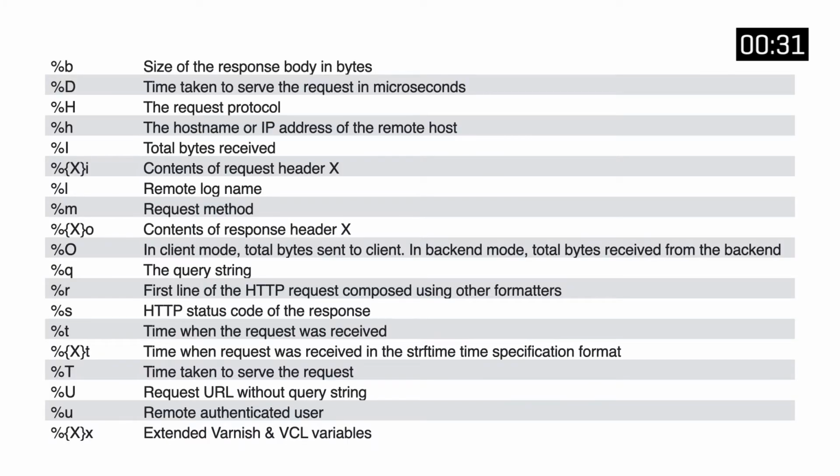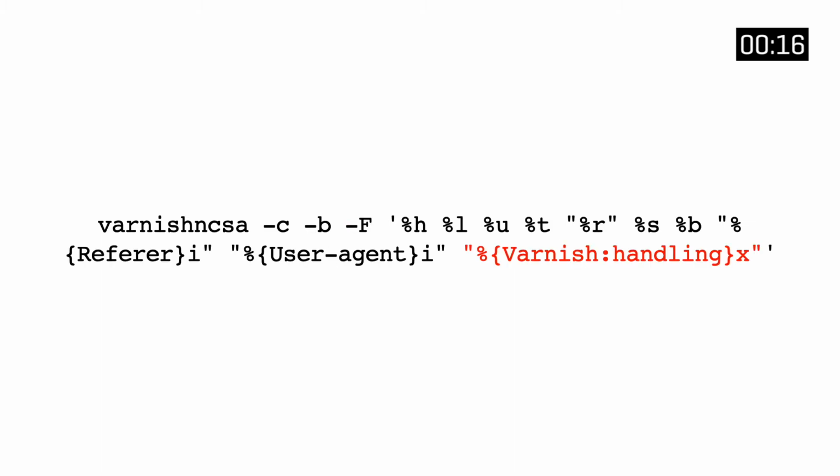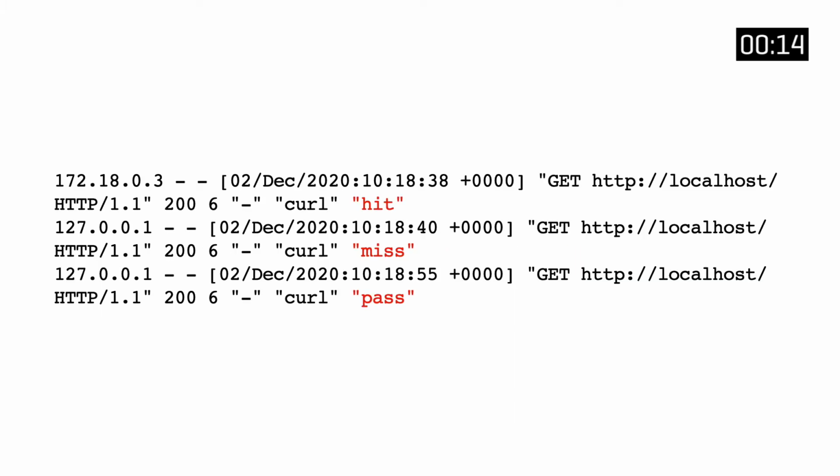While Varnish NCSA returns output in the NCSA Combined format, you can extend the format using a variety of shortcodes. Here's a table containing all the possibilities. This ranges from request and response headers, but also internal VCL and VSL variables. The options are truly limitless. Through the "-F" option, we can specify a custom log format and, for example, inject the Varnish handling variable, which returns whether or not the request resulted in a cache hit, a cache miss, or a cache bypass.